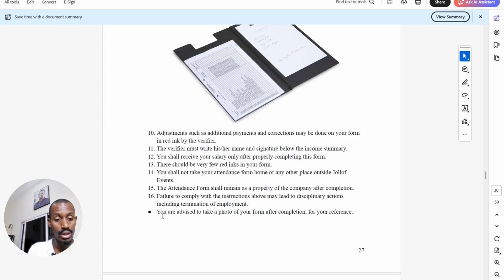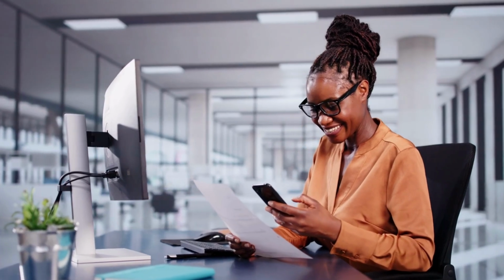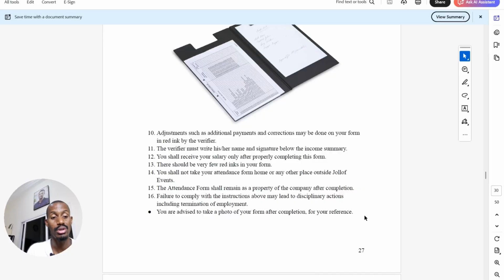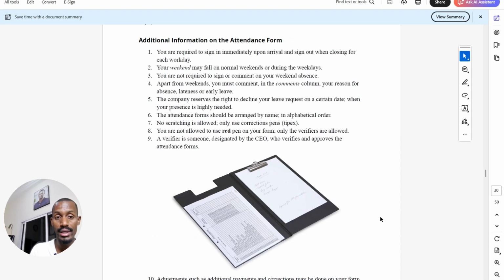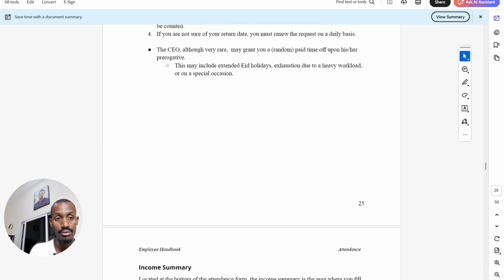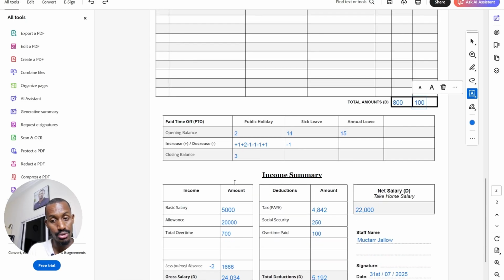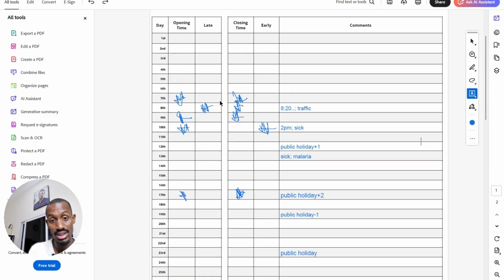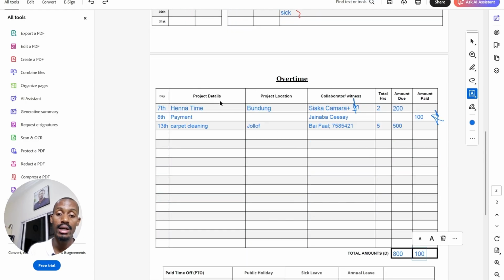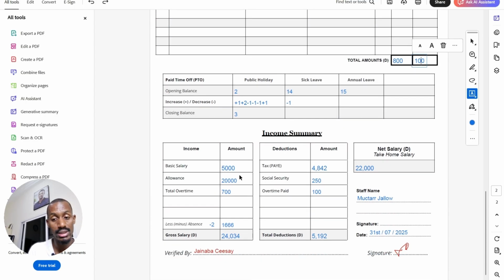Another thing here, a note, says that you are advised to take a photo of your form after completion for reference. After filling the form, before the verifier verifies this form, you have to snap it. You can snap it for your own record, because you are not going to see this again. That's just your option. You snap it and then you move on.